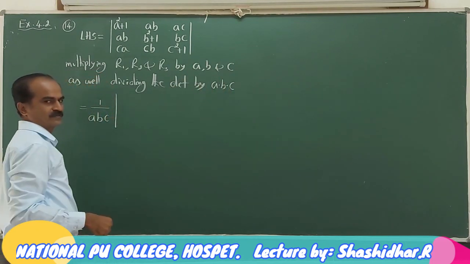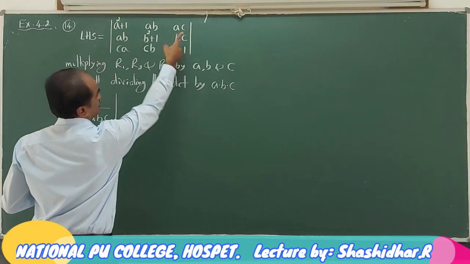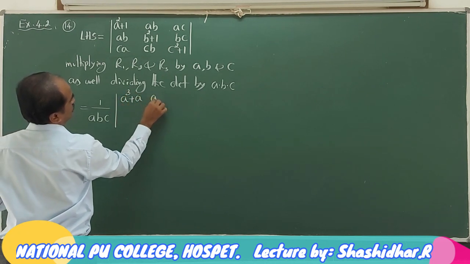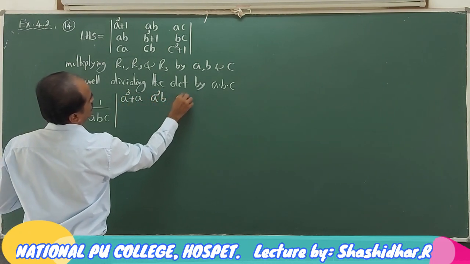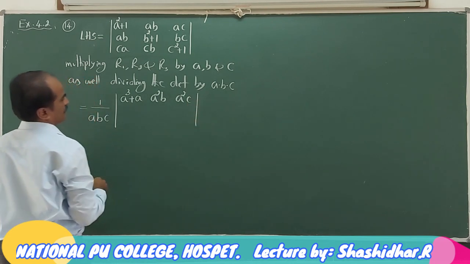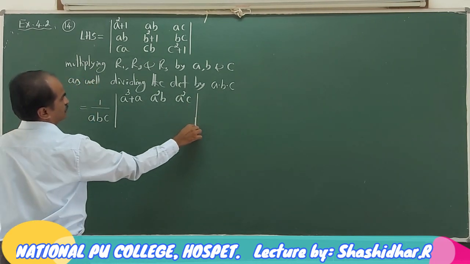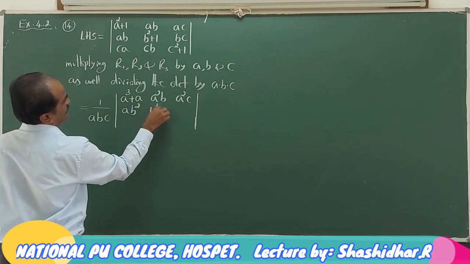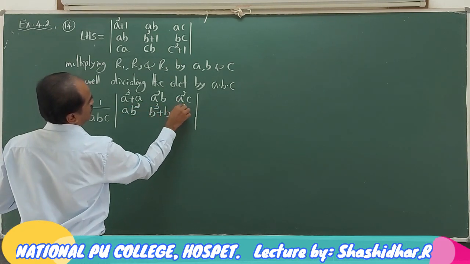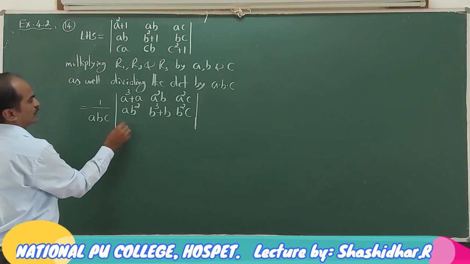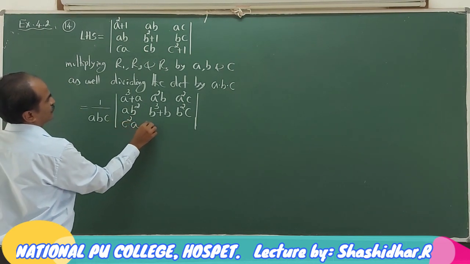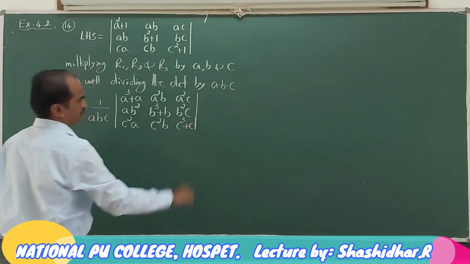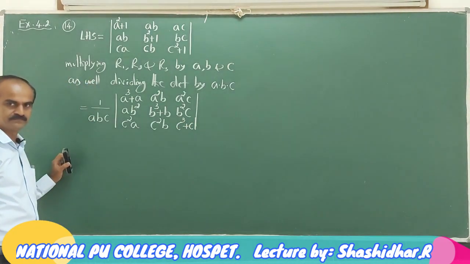On multiplying first row by a, I get a cube plus a, a square b, a square c. Second row I am multiplying by b, so it is ab square, b cube plus b, b square c. Third row elements by c, it is c square a, c square b, c cube plus c. This is what we get.